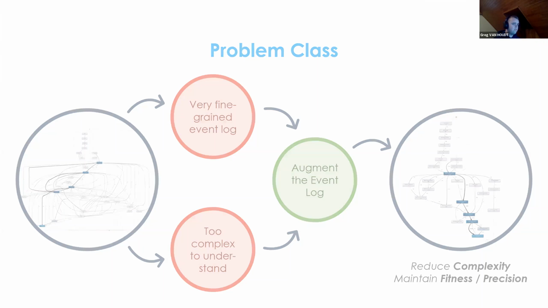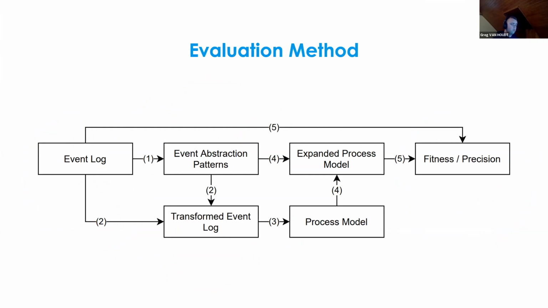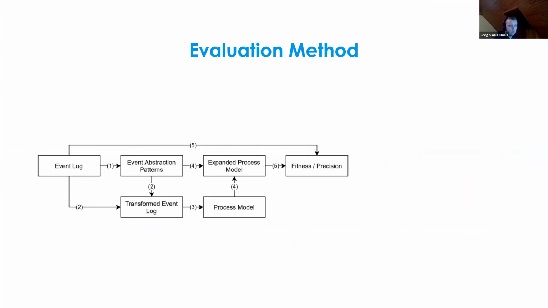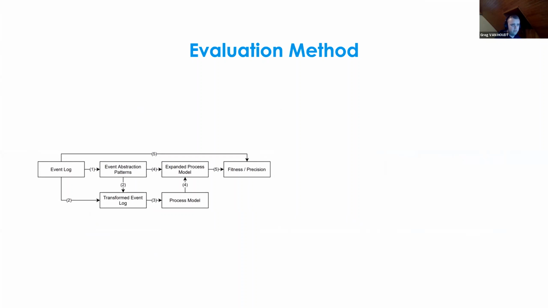How are we going to evaluate our approach? We have defined 5 steps in this experiment. First of all, we're going to start with the low-level event log and start mining the event abstraction patterns. How we're going to do that, I'll explain in a minute.